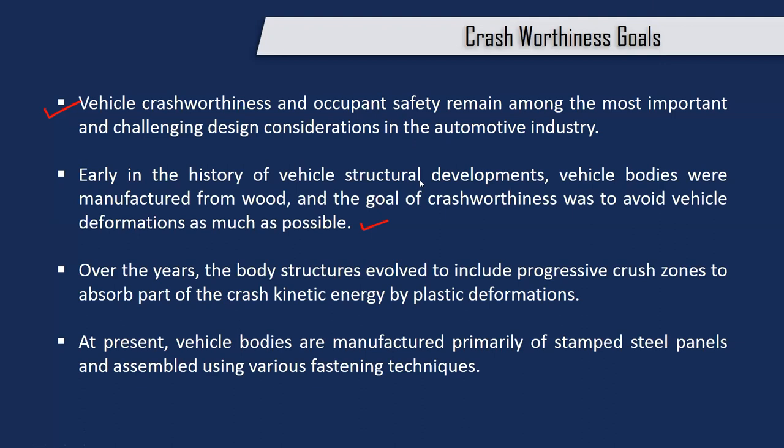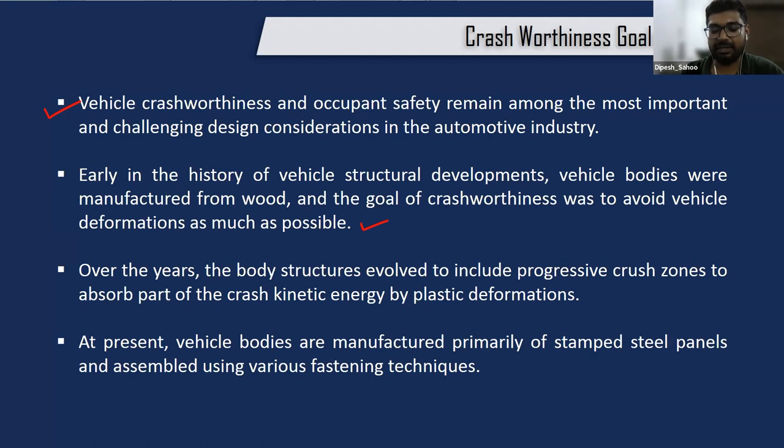So previously the vehicles were designed on the side of toughness. Toughness means there will be a crash, and the passenger may be thrown out of the vehicle, but the vehicle won't deform. Like your Ambassador, you have seen that vehicle is very tough, but it is not good if there is a head-on crash. The vehicle will not be damaged, but the passenger will be thrown out of the vehicle. The passenger may hit any other part of the vehicle and injure themselves.